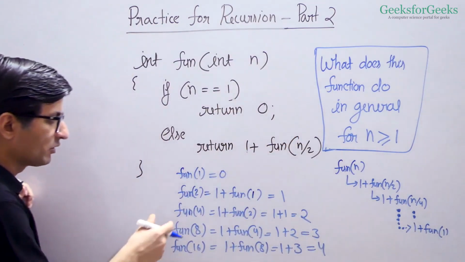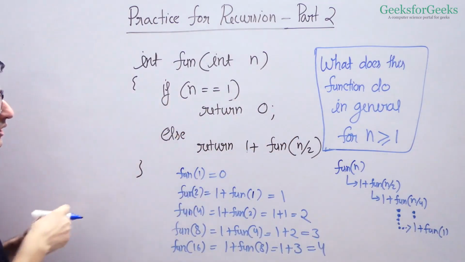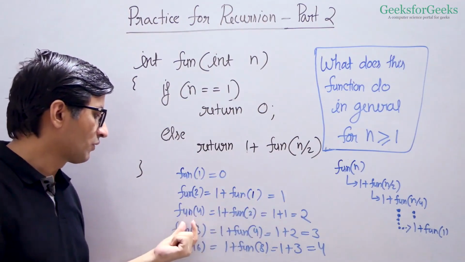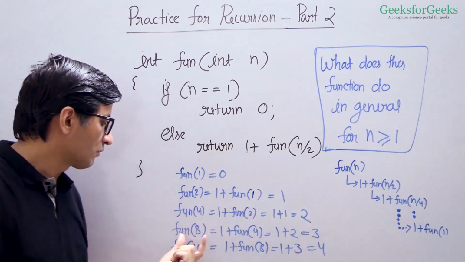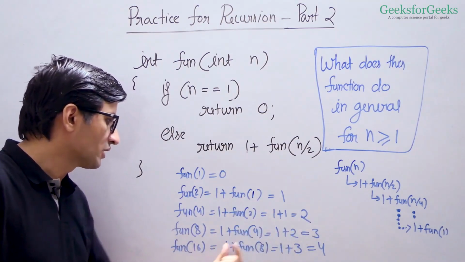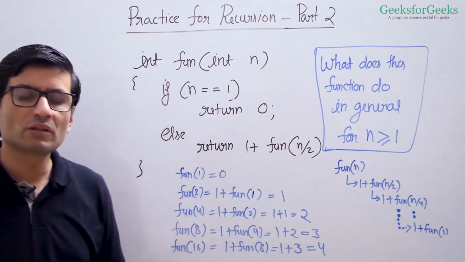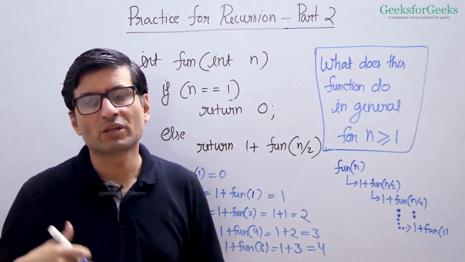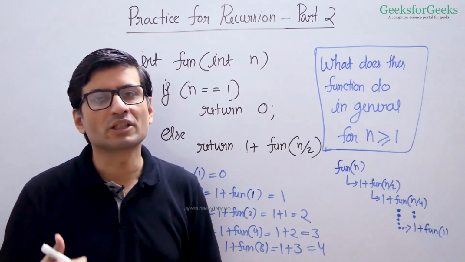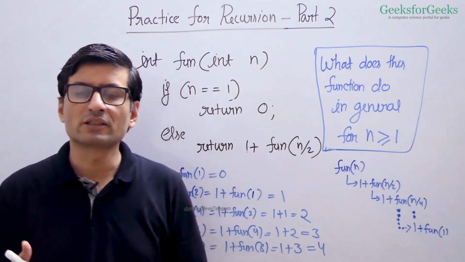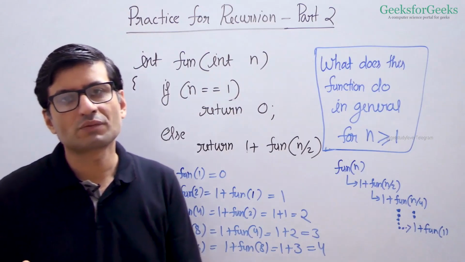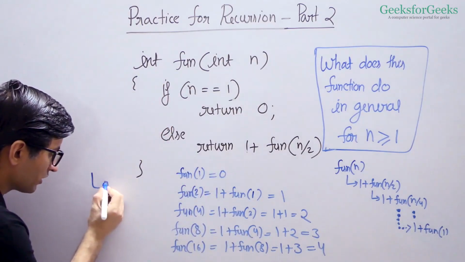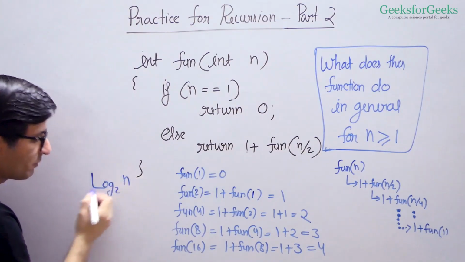Let's now see different values. Fun 1 is 0, base case. Fun 2 is 1 plus fun 1, which is 1 plus 0, which is 1. Fun 4 is 2. Fun 8 is 3. Fun 16 is 4. Fun 32 will be 4 plus 1, 5. So when we are multiplying our input by 2, our result is being incremented by 1. And this is the nature of log. So this function returns log base 2 of n when n is a power of 2, right?